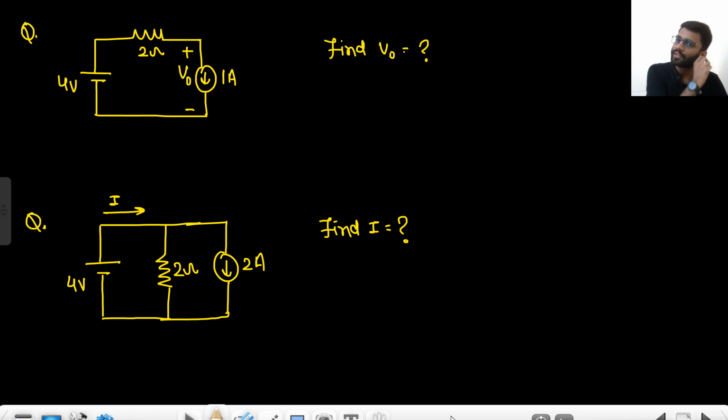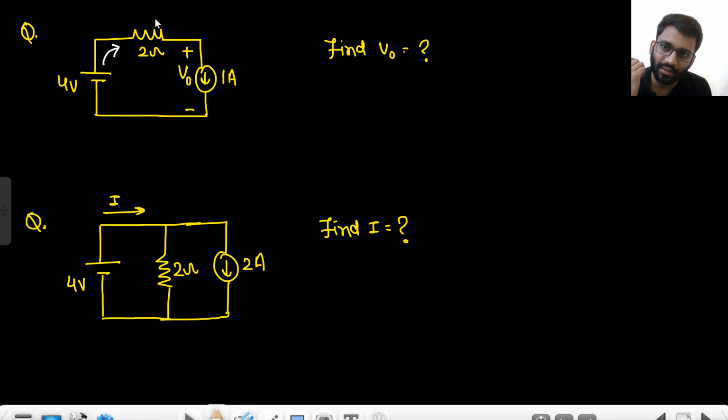Now some simple question. You need to find the value of V0 in this circuit. Try finding it on your own. This current source will also have some drop, right? Just like that, there is some current out of a voltage source. This is a voltage source, this is a current source. So when there is a current out of a voltage source, that means even the current source will have some voltage drop, right? So what is the amount of voltage drop it is having?